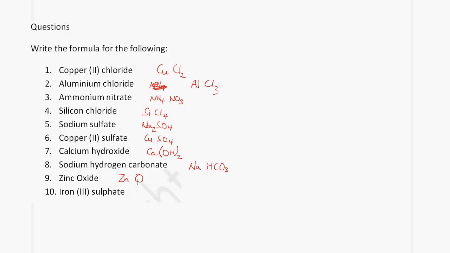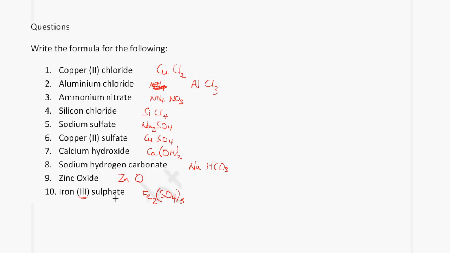And the last one is iron(III) sulfate. Iron, the symbol is Fe, and sulfate is SO4. And because we have a 3 here, it tells you that the valency of this ion in particular is 3. So iron is 3 and sulfate is 2. So therefore we swap it. The 3 will come here and the 2 will come here. So the formula for iron(III) sulfate is Fe2(SO4) taken 3 times.